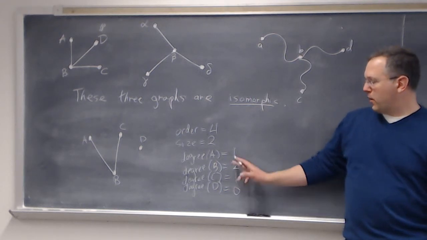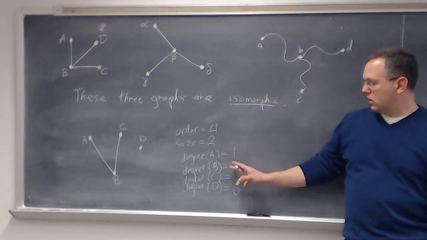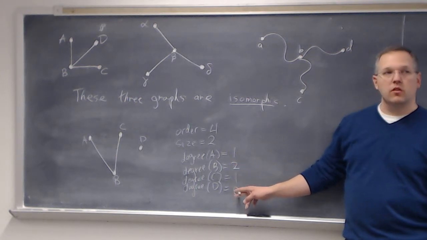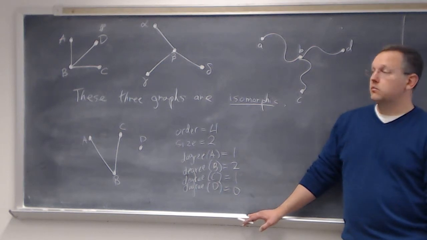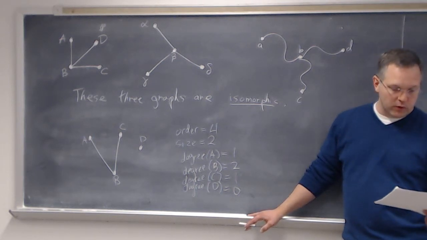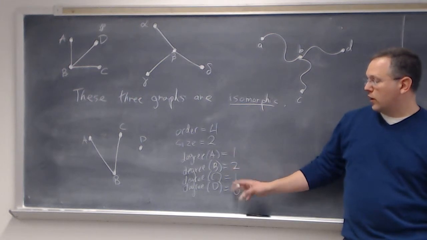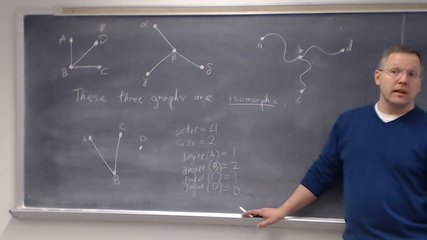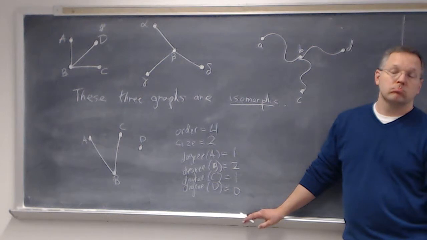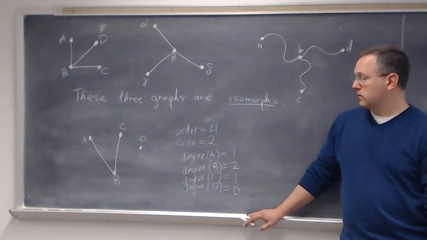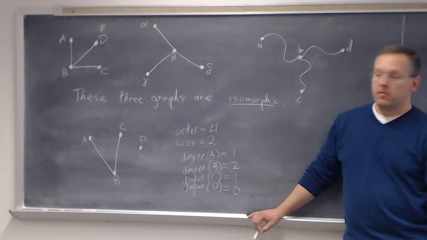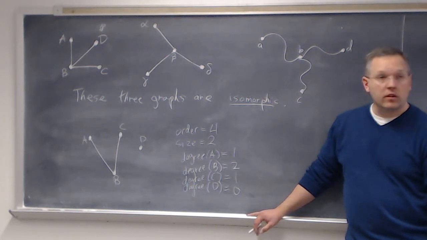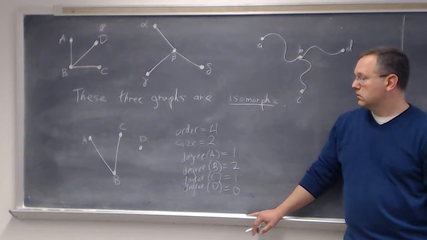So add up all these degrees. What do you get? 1 plus 2 plus 1 plus 0 gives you 4. It's actually a theorem, one of the first theorems we'll prove, that if you add up the degrees of all the vertices, it's always going to be even. Believe it or not, that's called the handshaking law. Is it just a coincidence that it adds up to the order? Yeah, just a coincidence.